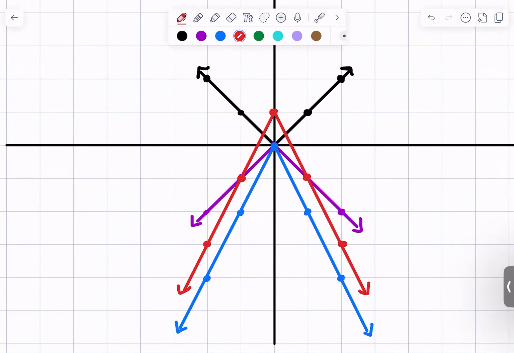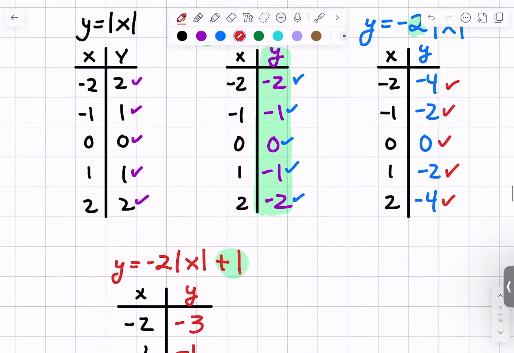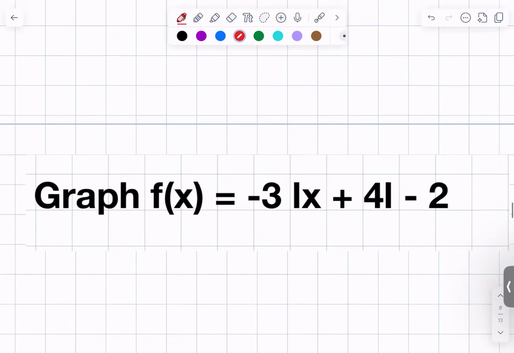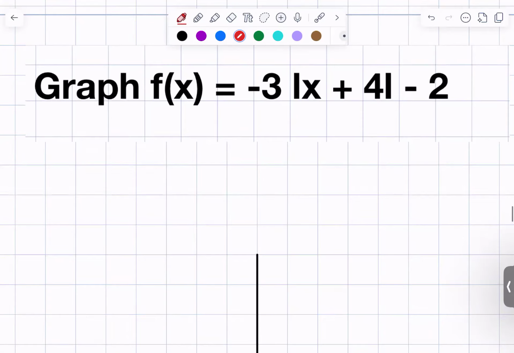Now this is your turn. Okay. So why don't you guys go ahead and try and graph that out? All right. And we will be right back.